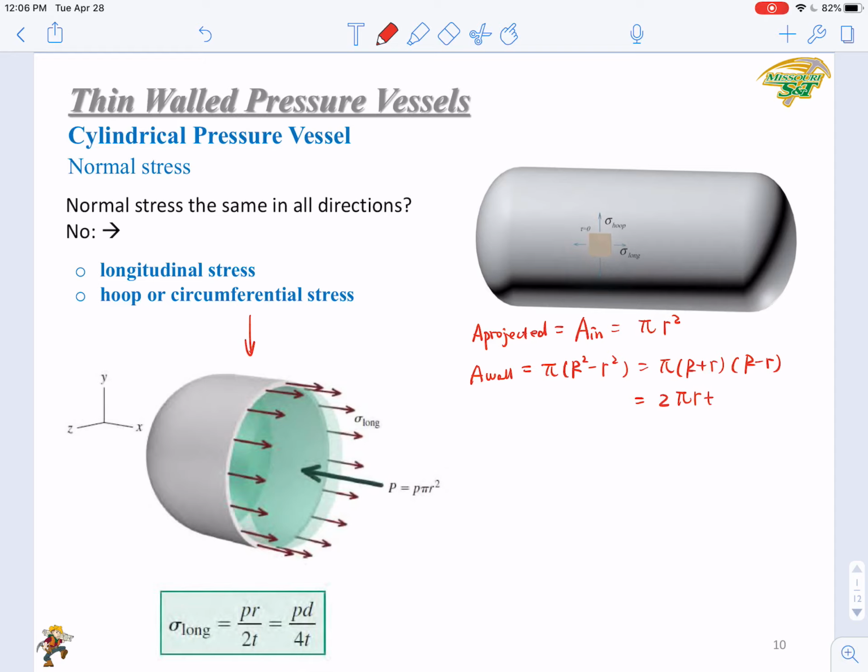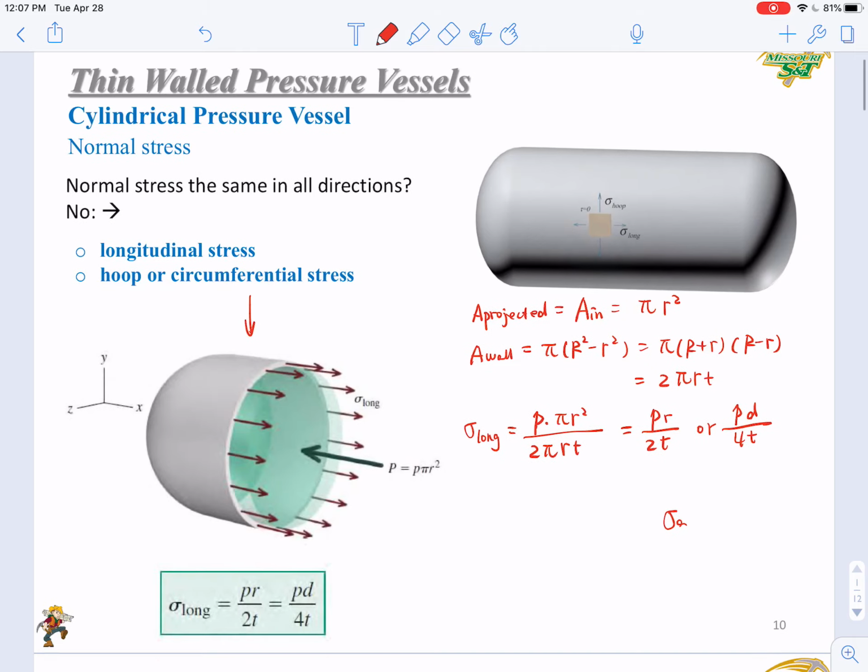Right. So the stress along the longitudinal direction will be just the pressure times the projected area, pi r squared, over the wall area, that is 2 pi r t. So you get PR over 2t, or PD over 4t. Okay, so this is the same equation as our sigma A in the spherical shaped pressure vessel, right?